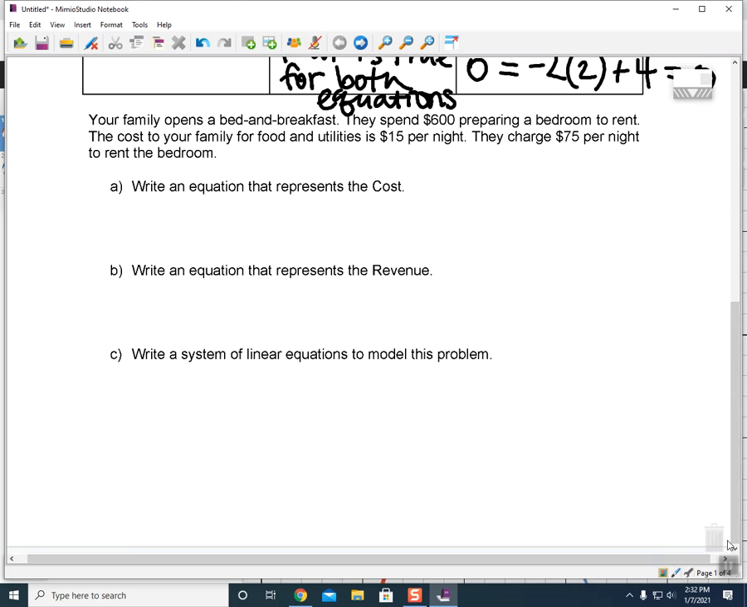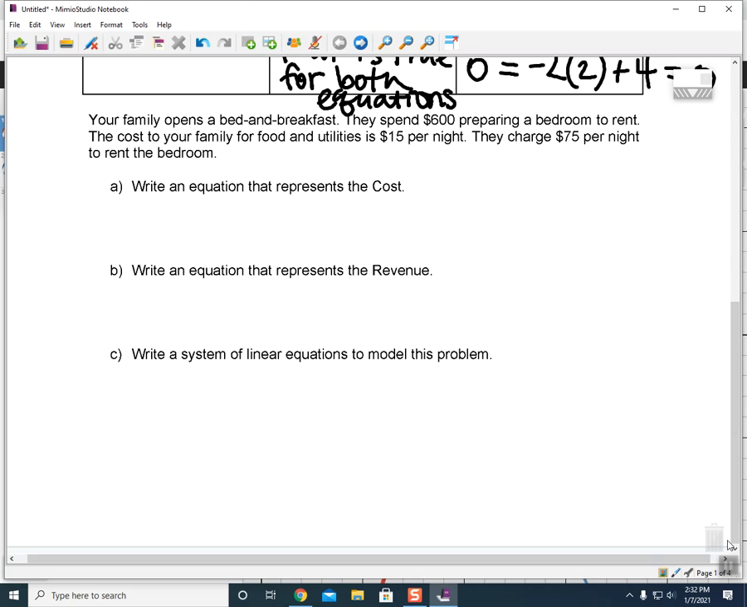So if we move on, your family opens a bed and breakfast. They spend $600 preparing a bedroom to rent. The cost to your family for food and utilities is $15 per night. They charge $75 per night to rent the bedroom.